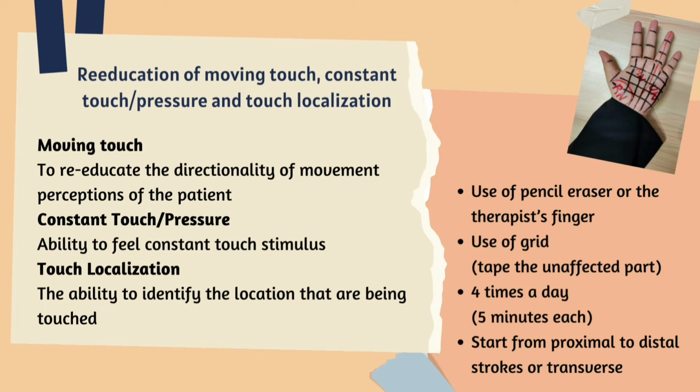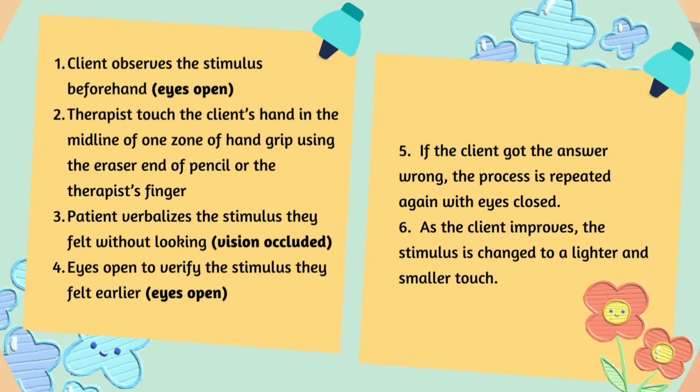For this early phase, the therapist has to stroke the client's palm, on the affected part, starting from proximal to distal strokes. This can be done by using either the therapist's finger or the eraser at the backside of a pencil. The hand grid outline is used to observe which part of the hand the sensory is impaired. This phase can be done 4 times a day and 5 minutes each time.